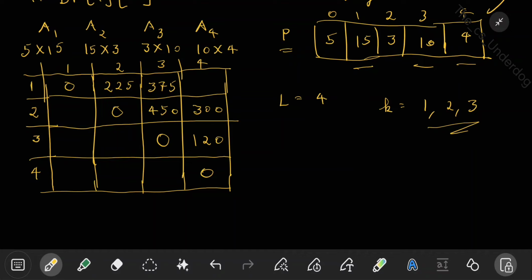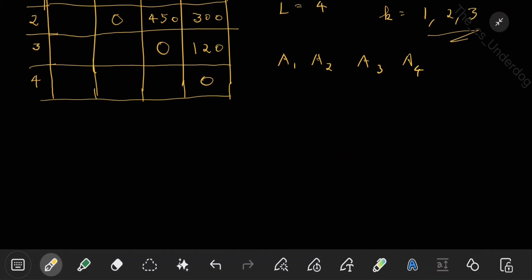Let us take the first one. So you have matrices A1, A2, A3, A4. These are the 4 matrices you have. Possible splits are k equal to 1, k equal to 2, k equal to 3. These 3 are the possible splits. So how will your recurrence relation look like? Your recurrence relation will look like this. Your dp14. How are you going to fill this value? This value will be minimum of, what are the possibilities here?